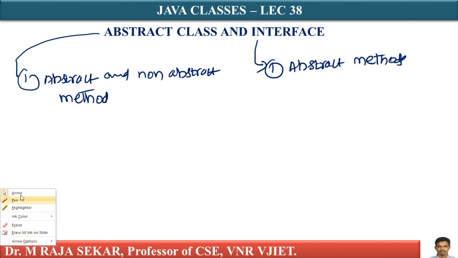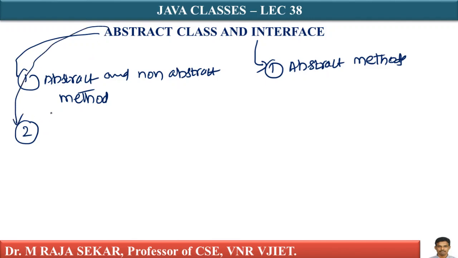That's what my first difference says. In an abstract class, I can have abstract and non-abstract methods, whereas an interface can have only abstract methods. This is my first difference. What about the second difference? In an abstract class, the methods may have any access specifiers.